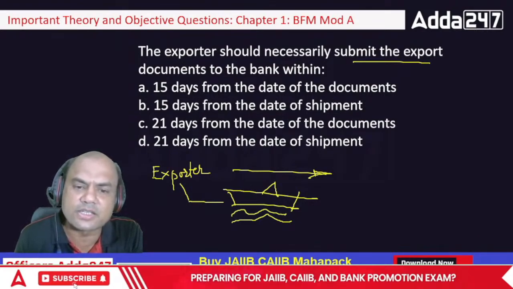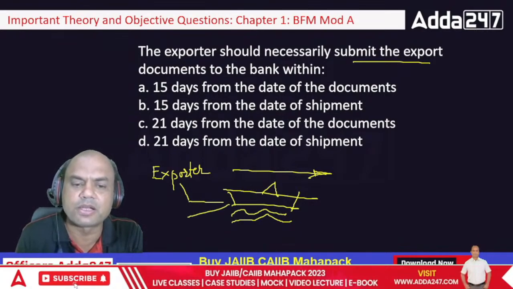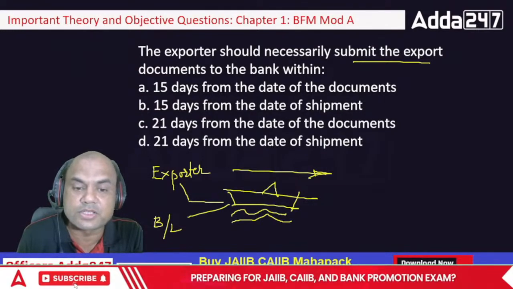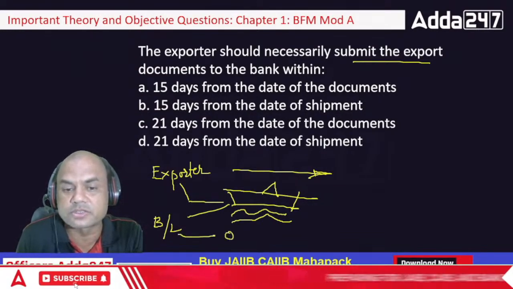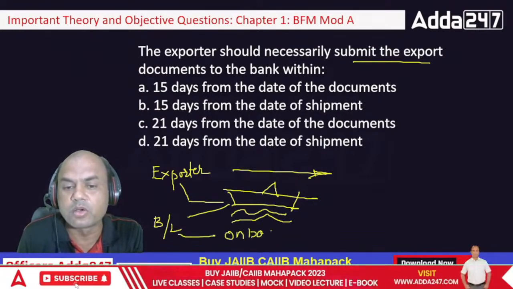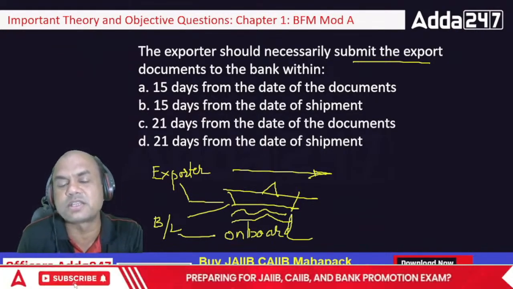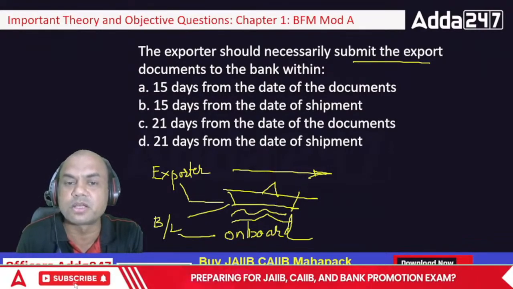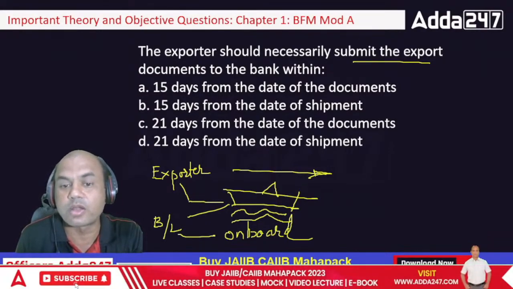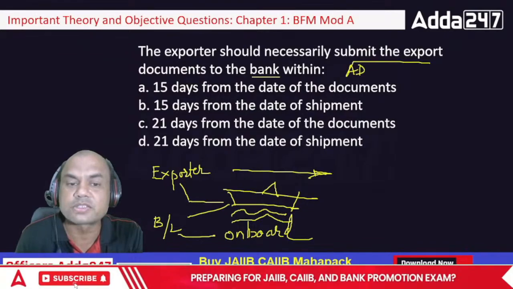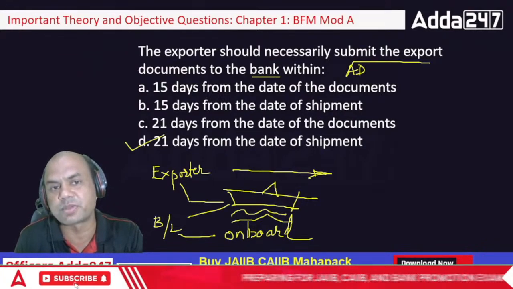So once I send these goods via ship, I'll be getting the bill of lading, BL. Whatever is the date of this BL, that means the onboard date. Whatever is the onboard date, within 21 days from this date, I have to submit the documents to the bank. Actually, the word bank is not correct. It is AD, authorized dealer. So it is 21 days from the date of shipment.